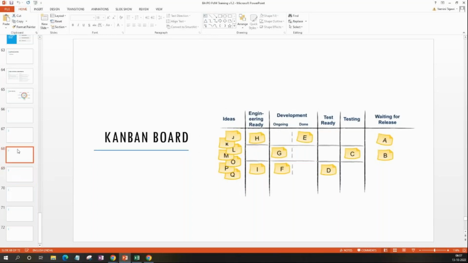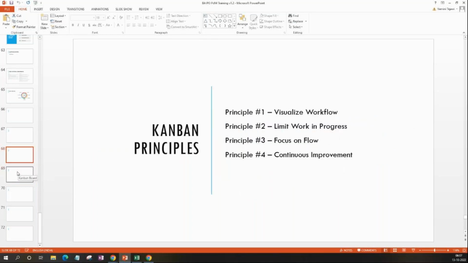So yeah, these are the 4 principles of Kanban. Just like how we had Scrum values and principles, right? Even Kanban has a few principles which I wanted to just highlight.